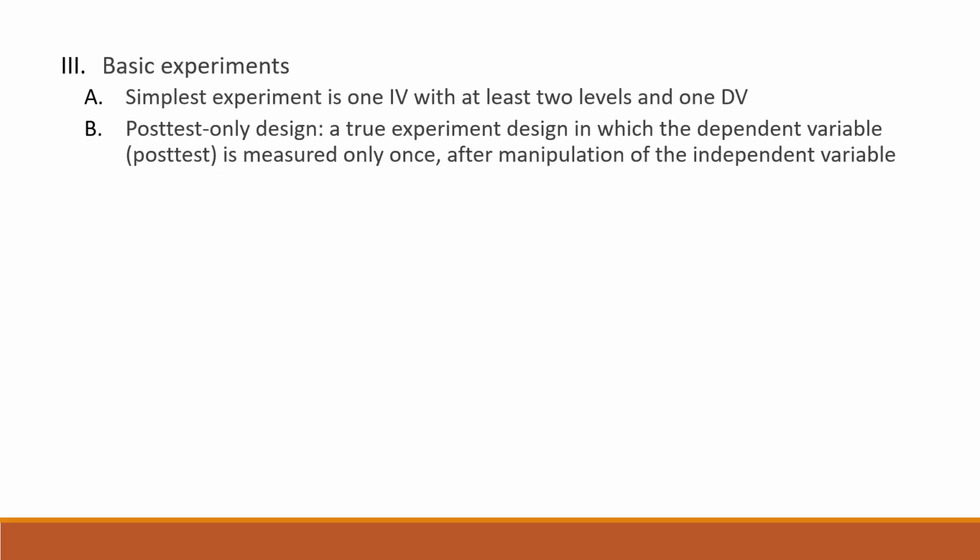Looking at basic experiments, the simplest experiment is one that has one independent variable and two levels of a dependent variable, typically a control and experimental group. With this, you could have a post-test only design. Post-test only designs are a true experiment design in which the dependent variable, the post-test, is only measured once after manipulation of the independent variable.